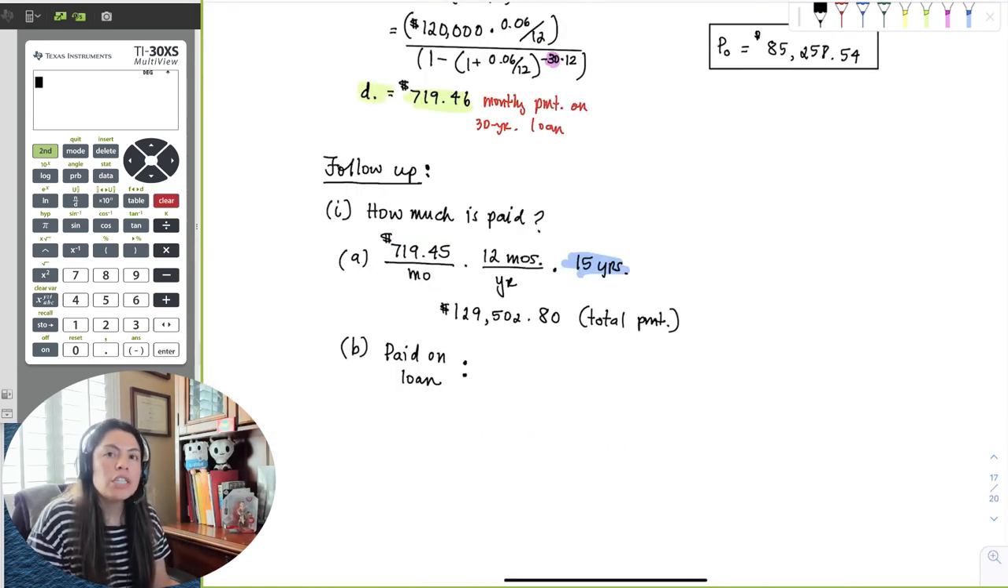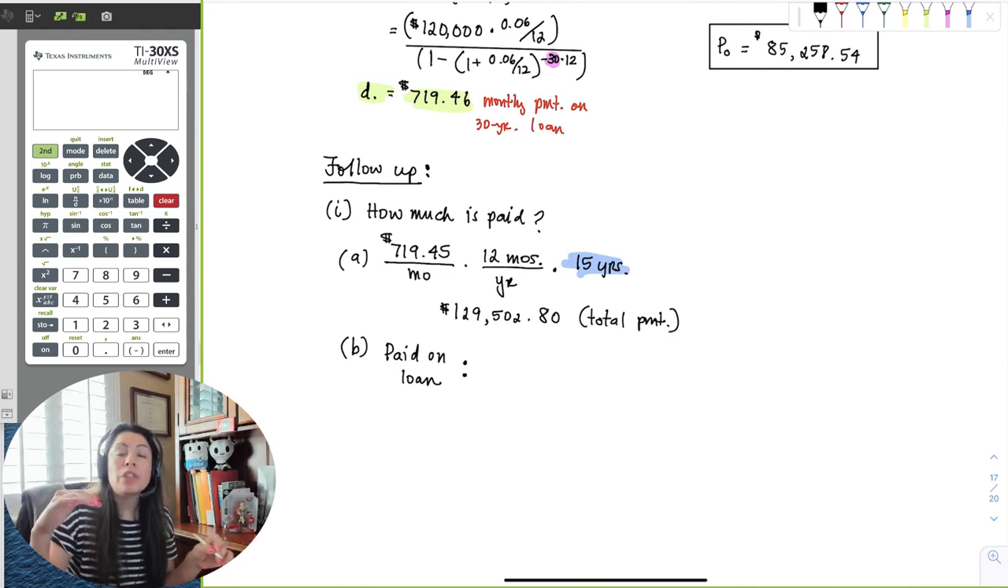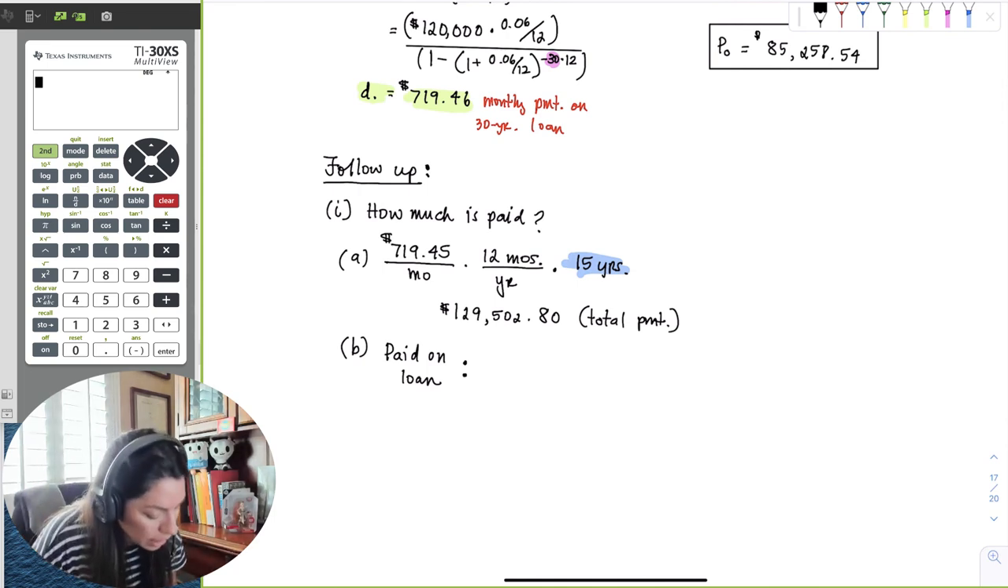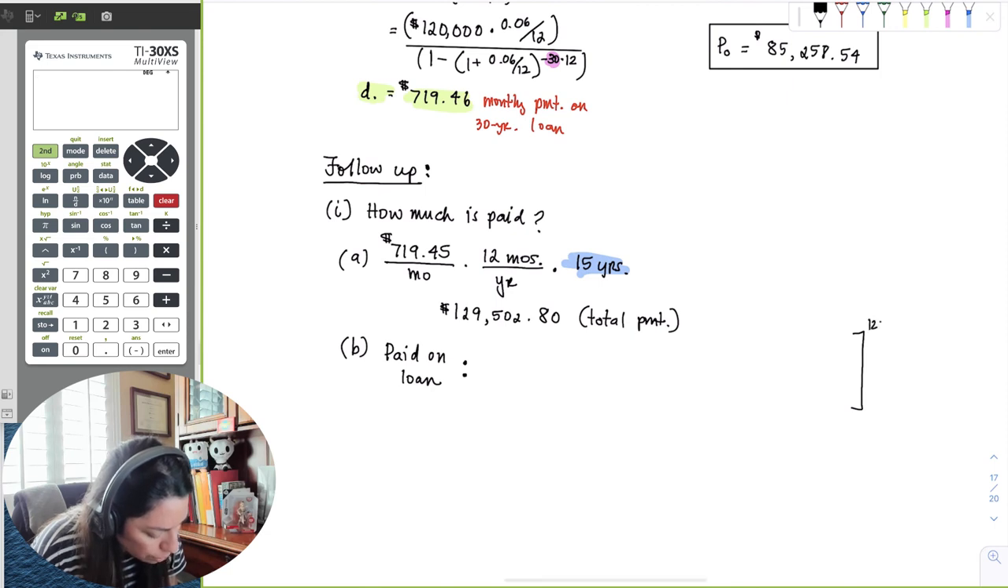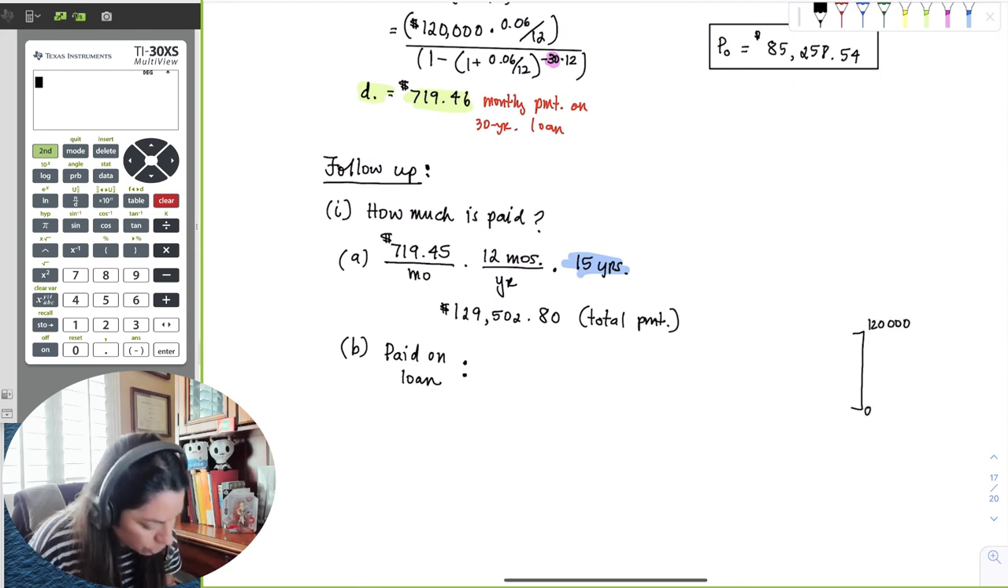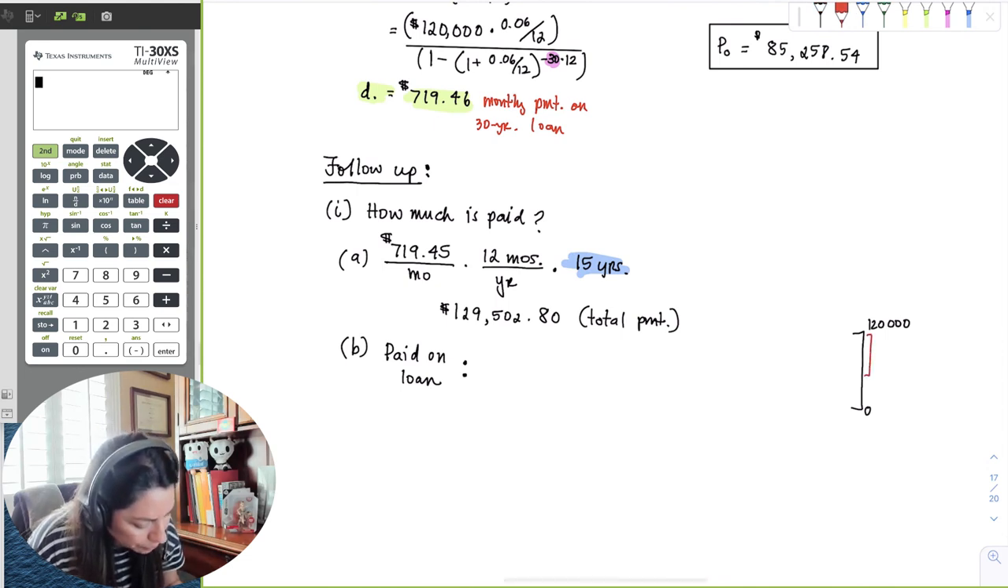To determine how much is paid on the loan, we can take the original loan amount minus how much is left. Because if your friend took out a $120,000 loan but has $85,000 left, that means some of that loan was paid off, right? If I drew a little picture, the whole loan amount was $120,000, and here's $0. But there is about 85K left, and that means down here, there's some that's paid off.